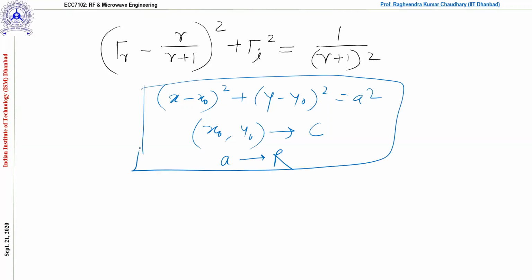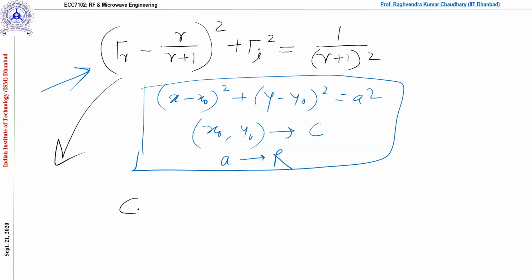Now the thing is, the above equation that we just solved, we can compare it and find out the center and radius. And in this way, we can make a number of circles by changing the value of r. Fine. So if I ask you what is the center and radius of this equation, we can answer immediately.